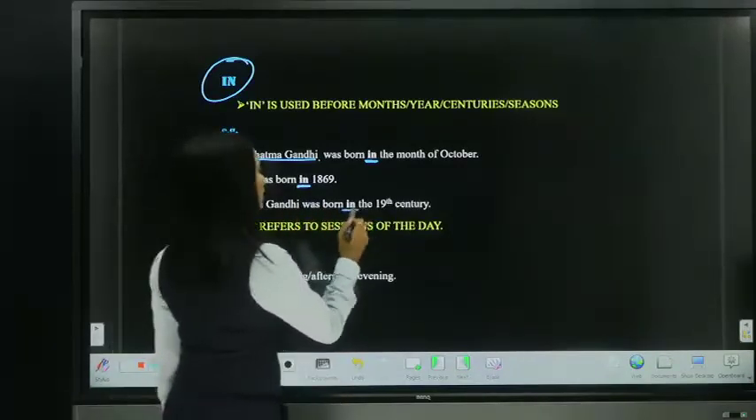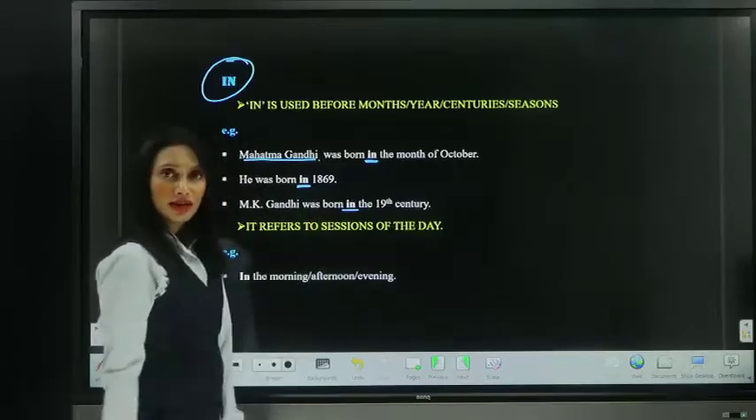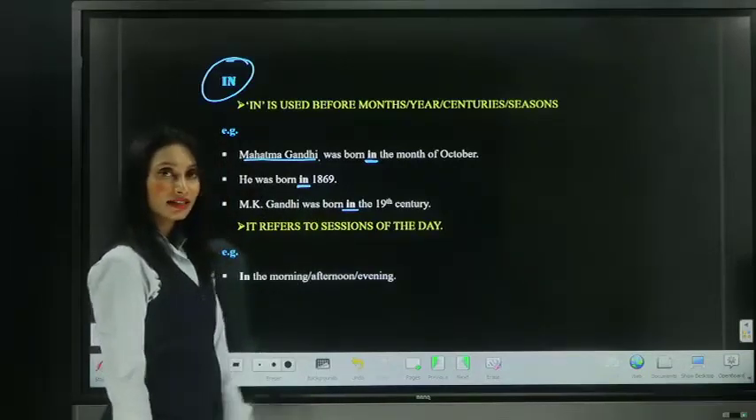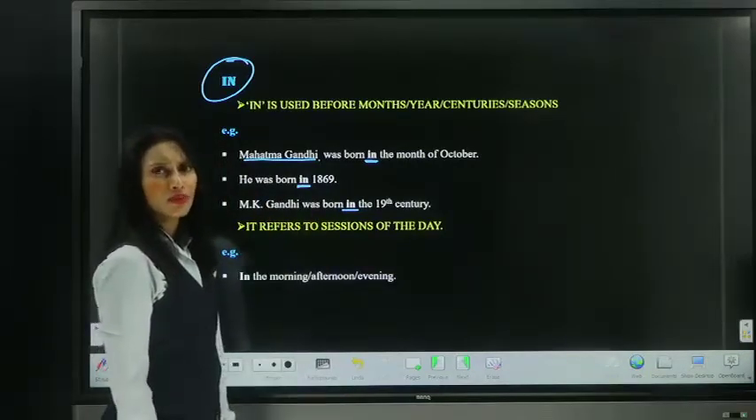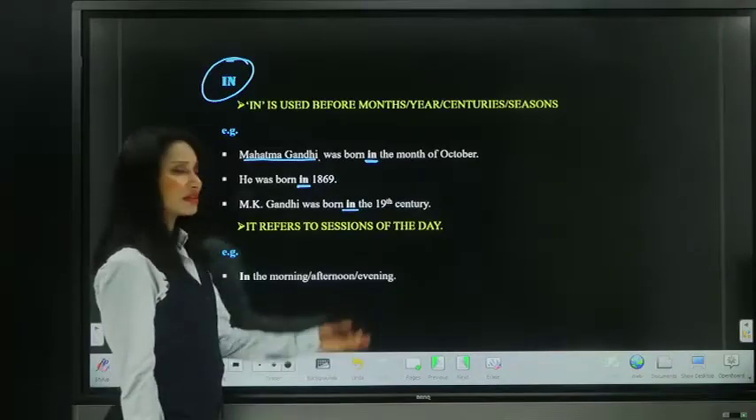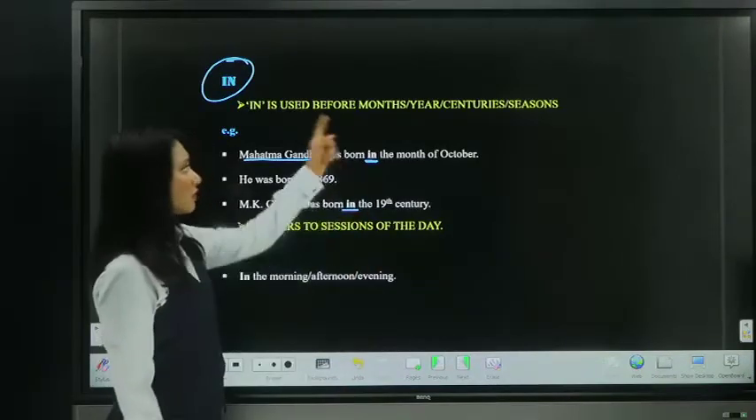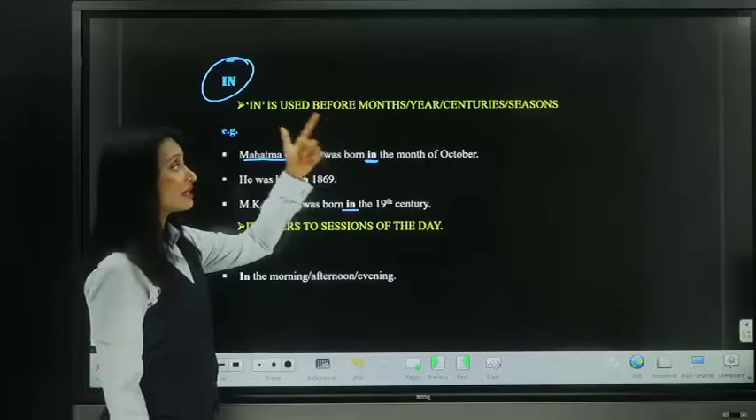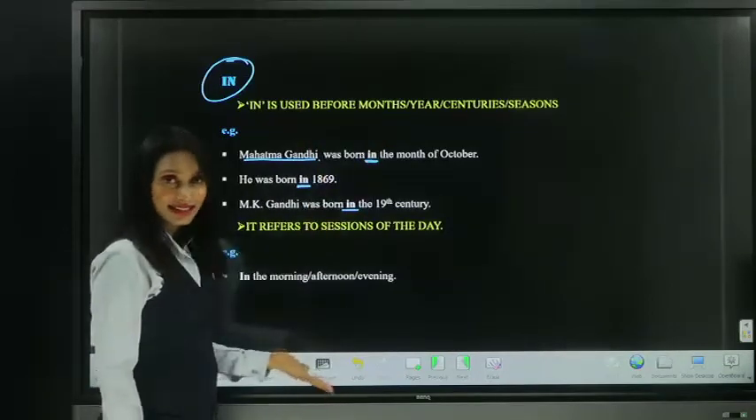He was born in the 19th century. M.K. Gandhi was born in the 19th century. He was born in winter. October is generally a winter season. So "in" is used before months, years, centuries and seasons.